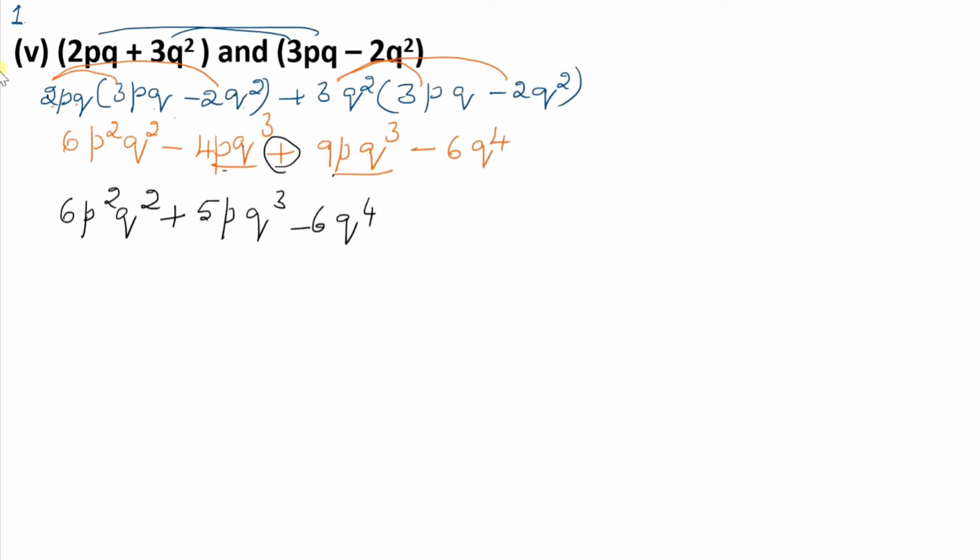I hope you have understood. So this is simple multiplication of two binomials. In this, you need to multiply each term of one binomial with each term of the other binomial. So 2pq into 3pq minus 2q square plus 3q square into 3pq minus 2q square. So this is the product of a monomial and a binomial. And if you consider this, this is the product of a monomial and a monomial. There are two monomials. I hope it is clear.